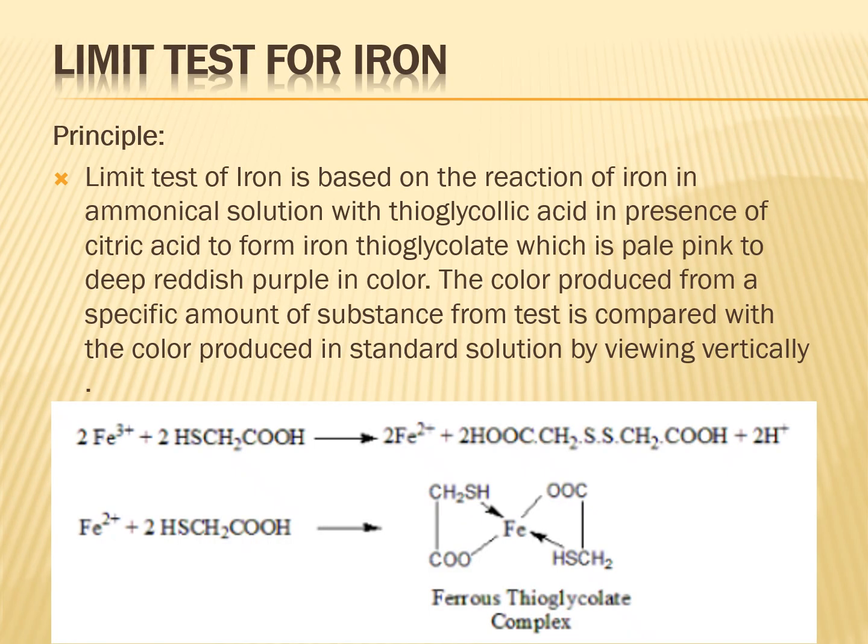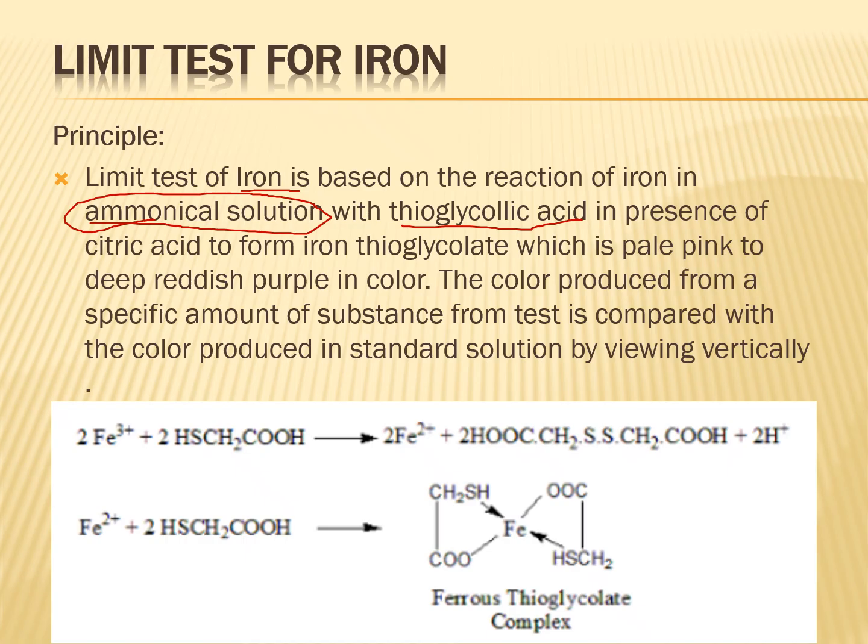Next, we can move forward to the limit test for iron. The principle behind the limit test for iron: here, the iron reacts with thioglycolic acid. This reaction takes place in an alkaline medium, that is, an ammoniacal solution. So, the reaction takes place only in alkaline medium.